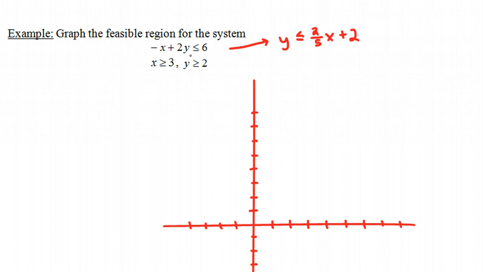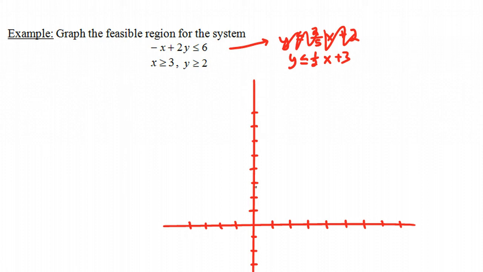Well, I solved the first inequality, and I got y is less than or equal to 2/5 x plus 2. And I'm not sure if I did that right here. Let me try this. Okay, I actually did make a mistake there. I corrected it. This first, negative x plus 2y is less than or equal to 6. If you solve that, you get y is less than or equal to 1/2 x plus 3.